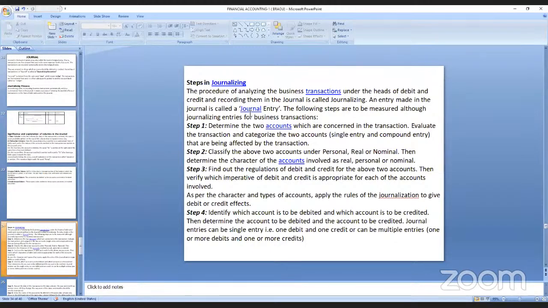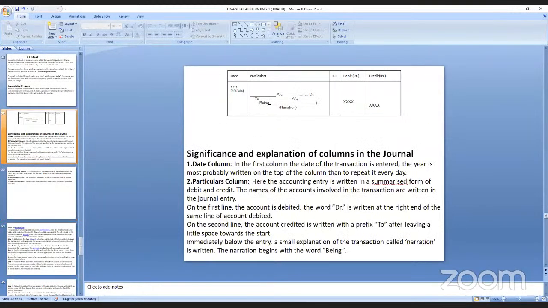Now, next: what are the steps in generalizing? First, you have to follow the procedure of analyzing the business transaction. First you have to see the business transaction under the heads of debit and credit. And whatever is recorded in the journal is called generalizing. Ma'am, this one you have taken the screenshot.